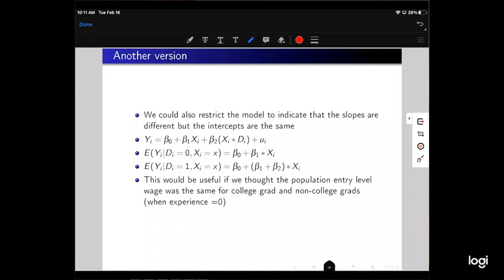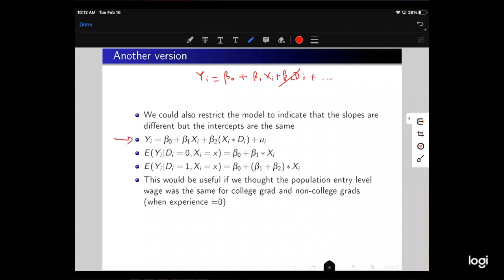Another version, we could also restrict the model to indicate that the slopes are different but the intercepts are the same. How would we do that? We would just leave d_i out of the model except in the interaction. So we used to have it as beta 0 plus beta 1x_i plus beta 2 d_i plus the interaction. But now we're going to leave this part out, and that means that the intercepts are going to be the same by construction.